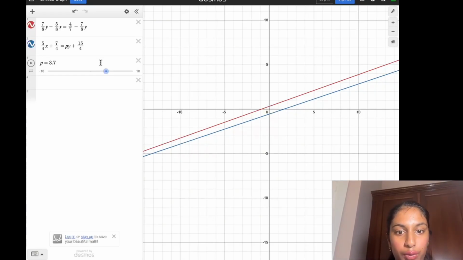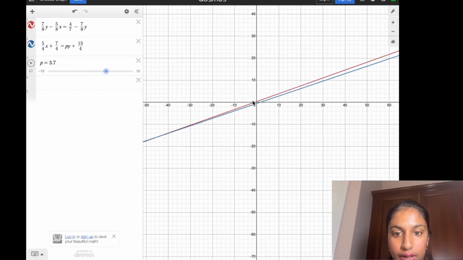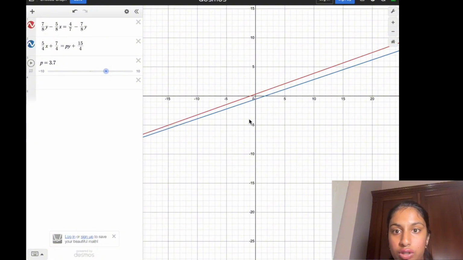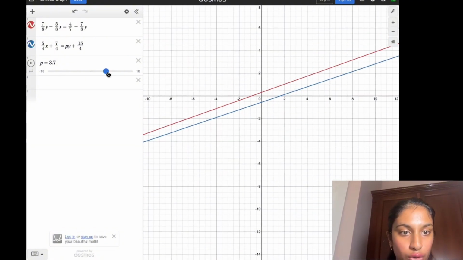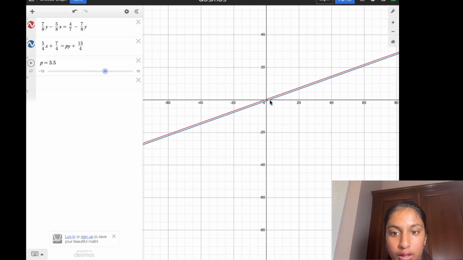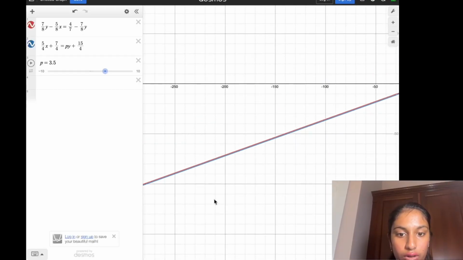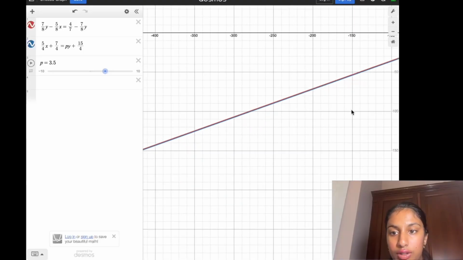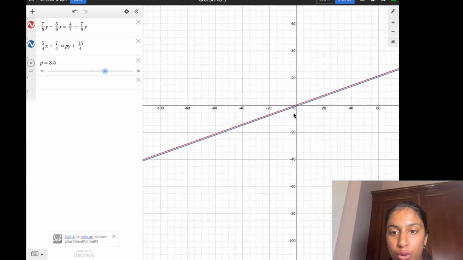Now, if we were to take the wrong answer here, like if we were to take 3.7, you could see that obviously at some point it's going to intersect, which is not what we want. So if I actually get it to be right where it's supposed to be, no matter how long you go, there is not going to be an intersection. These are going to be parallel, no solution.